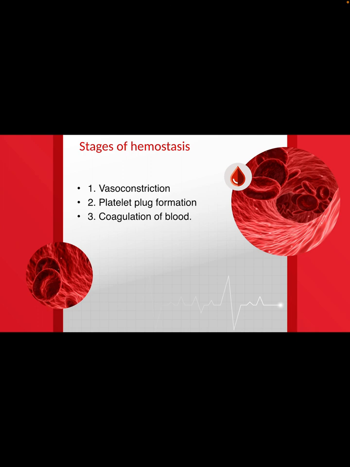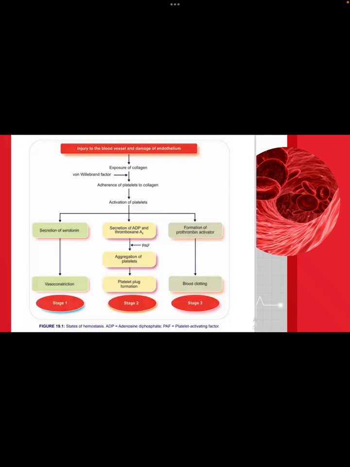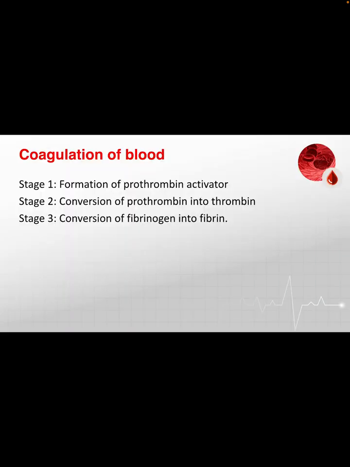Initially, when there is an injury within the blood vessels, vasoconstriction will happen. With that, platelet plaque formation and coagulation of blood will happen. And this is the cascade: when there is an injury or damage to the blood vessel, there will be exposure of collagen. With that, platelet aggregation and platelet plaque formation, which will lead to blood clot formation.